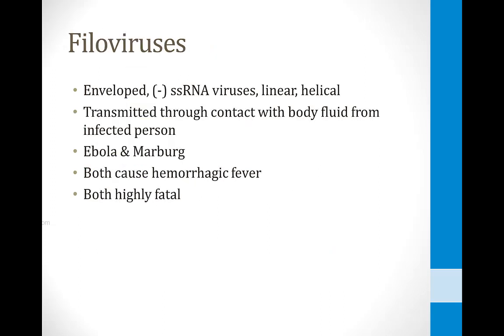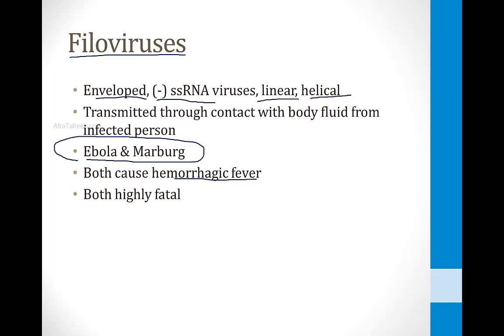The next family of RNA viruses is the filovirus family. There are 2 important viruses in this family, the Ebola and Marburg viruses, both of which can cause hemorrhagic fever. These are both enveloped viruses with a negative single-stranded RNA genome that is linear with a helical capsid, and these viruses are transmitted through contact with the body fluid from an infected person. Ebola is probably the most famous because there's been an outbreak in Africa since 2014, and a few of the cases have spread to the United States, and most of the people who have become infected have been exposed to other people who were infected.